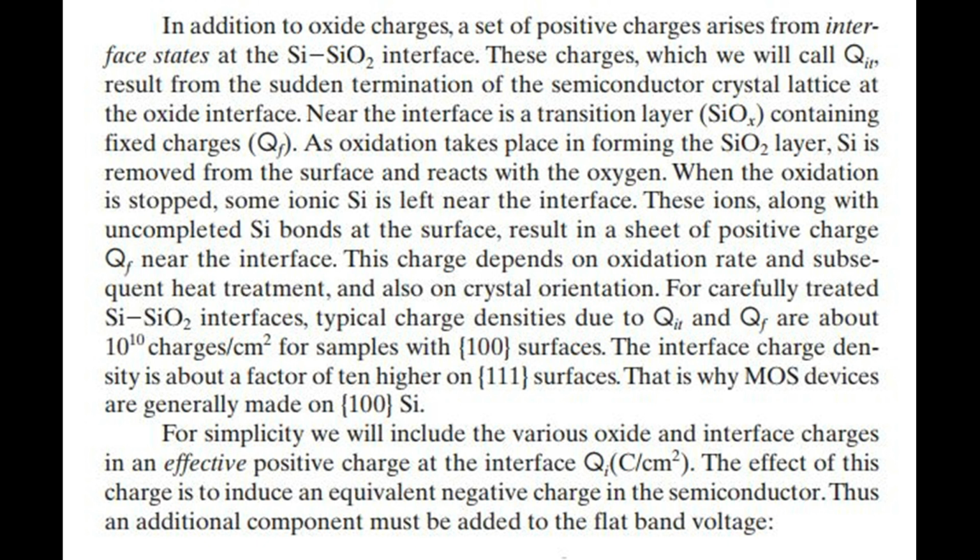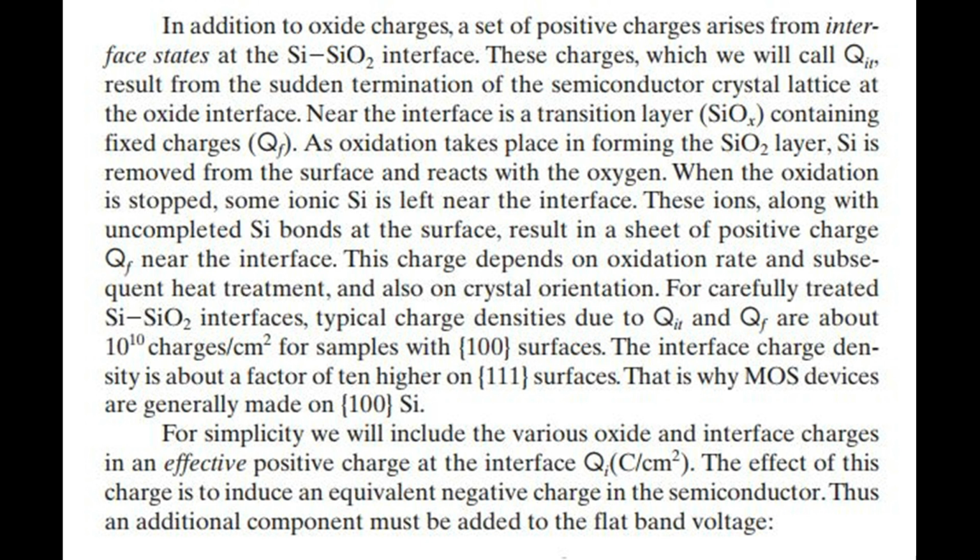These ions, along with uncompleted silicon bonds at the surface, result in a sheet of positive charge QF near the interface. This charge depends on oxidation rate and subsequent heat treatment, and also on crystal orientation. For carefully treated silicon dioxide interfaces, typical charge densities due to Qit and QF are about 10^10 charges per square centimeter for samples with (100) surfaces. The interface charge density is about a factor of 10 higher on (111) surfaces. That is why most devices are generally made on (100) silicon.